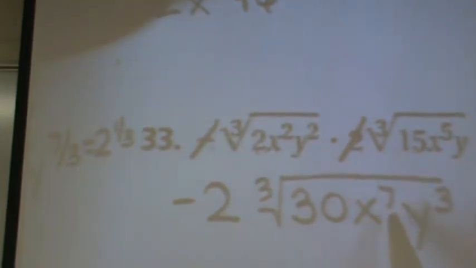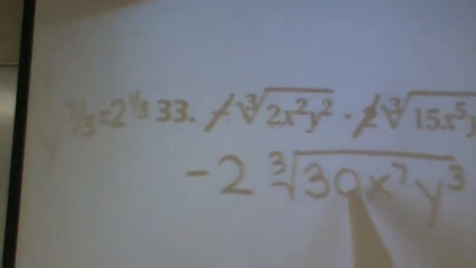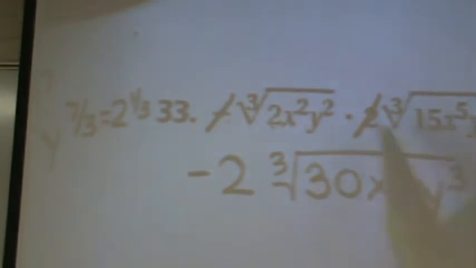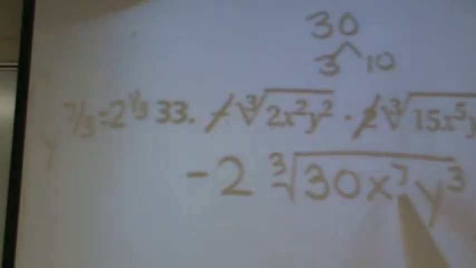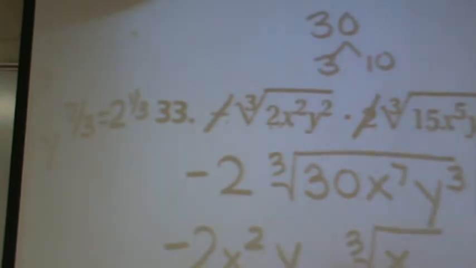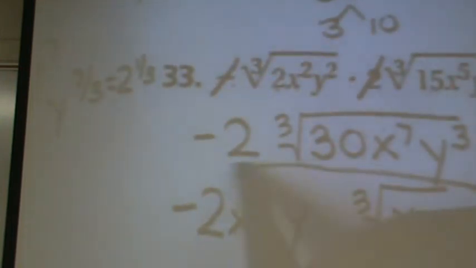So again, just like that last problem, the 30, there's nothing you can do with that, because 30 is 3 times 10 and 2 times 5, there's nothing you can do with that. If you've got 7 x's, you can make 2 sets. So -2, we've got x squared, and we're gonna have 1 x left. And you can take out all of these y's, you have 1 y, you can take out and nothing left, so that's your final answer.